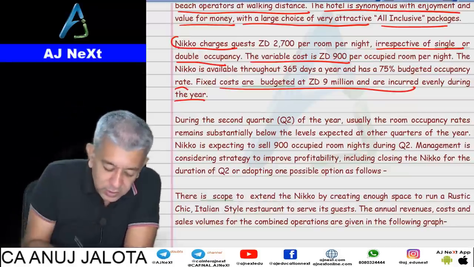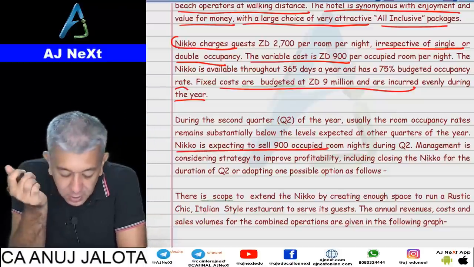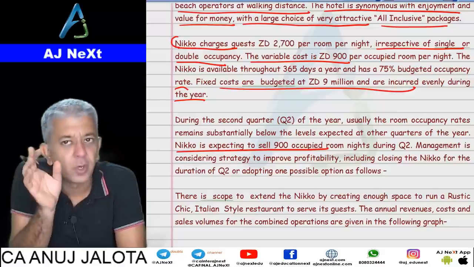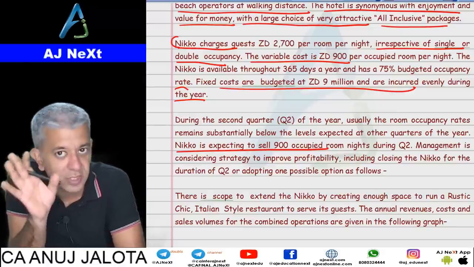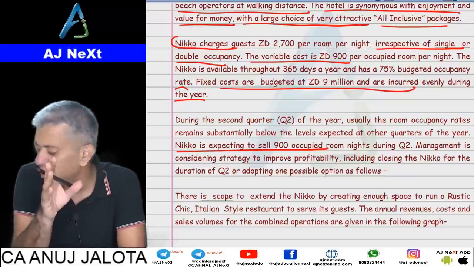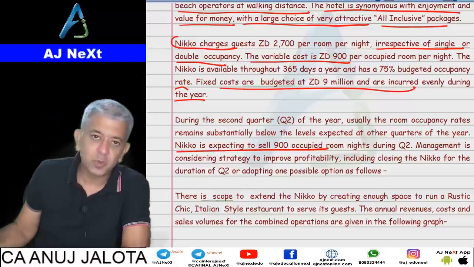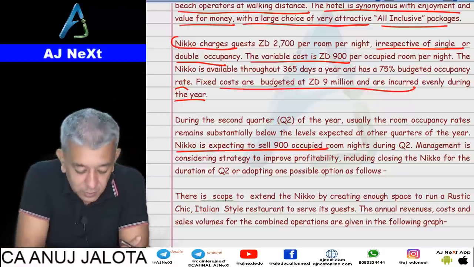But look at quarter 2: Nikko is expecting to sell 900 occupied room nights during quarter 2. On an average, 6844 for the whole year divided by 4 gives 1711 for each quarter. So it should be 1711, but it is very low, only 900.